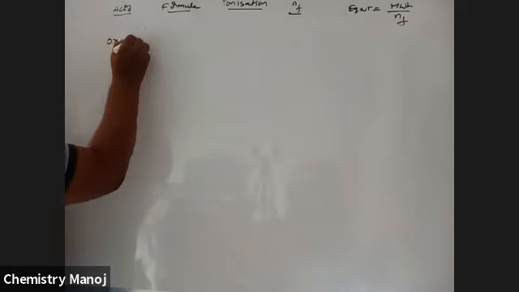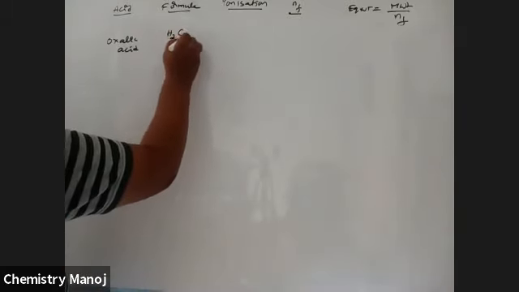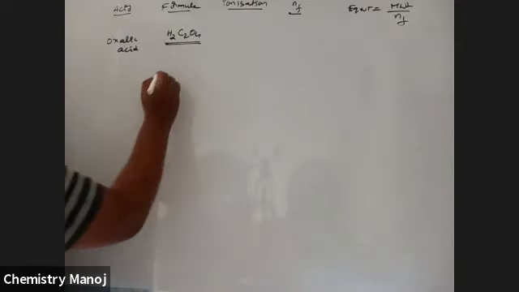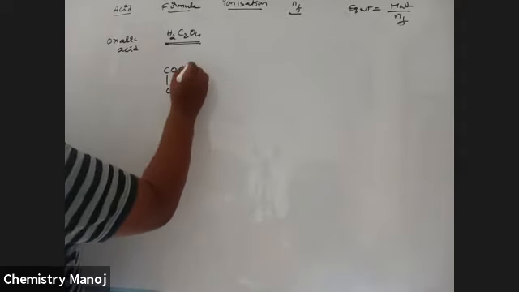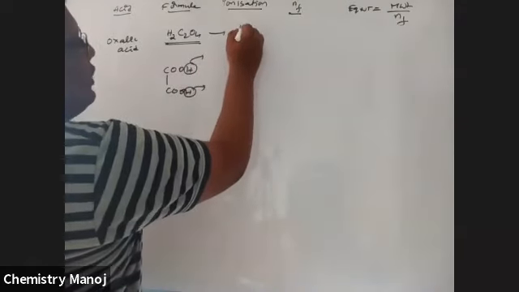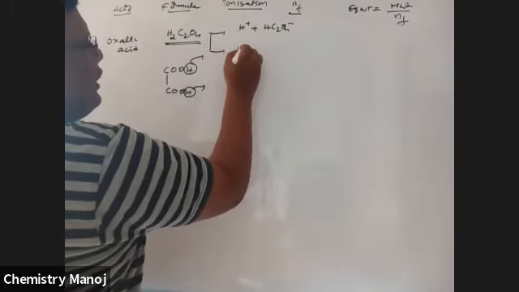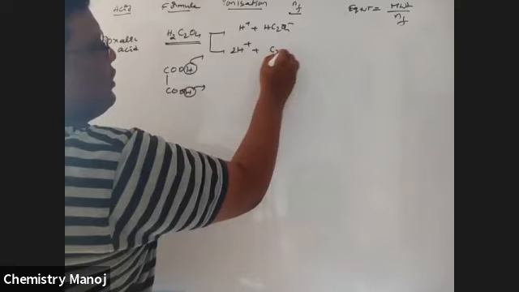Oxalic acid. Its formula is H2C2O4. Its structure is COOH bonded with COOH. This hydrogen is released as H plus, and this hydrogen is also released as H plus. Therefore, it may break down into H plus ion and HC2O4 minus ion, or 2 H plus ions and C2O4 minus 2 ion.